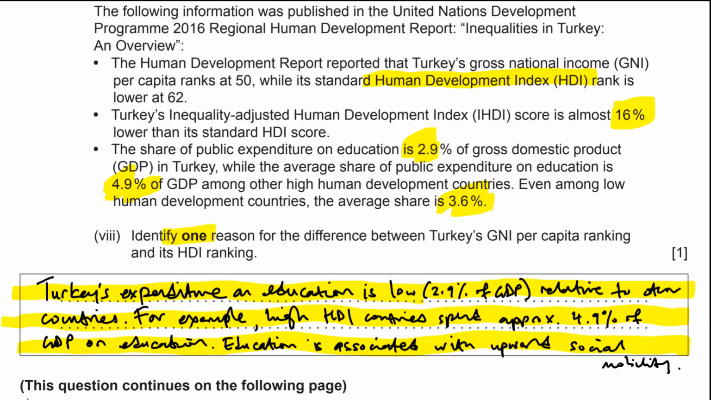So higher expenditure on education is associated with upward social mobility, and that's exactly what I've said in the answer to the question. It's just the one marker, so I think that's all that needs to be said. Don't really think we need to elaborate any further. So let's move on.